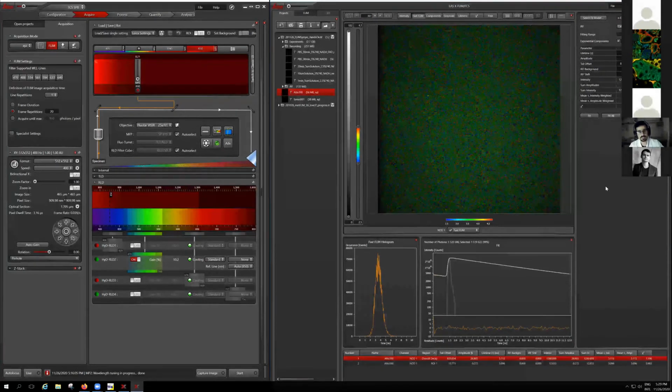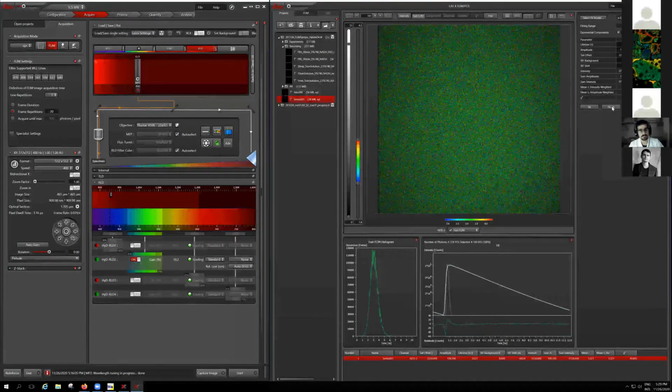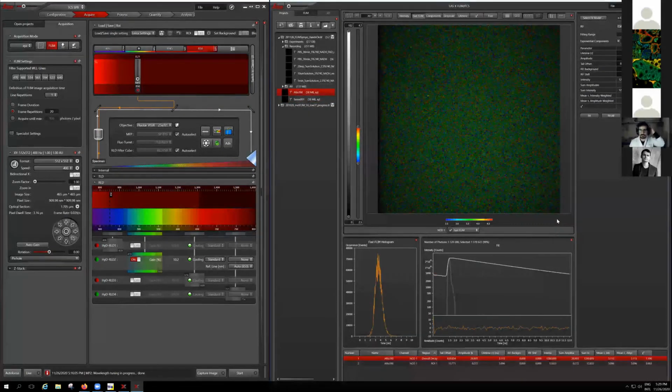It might be that my stock solution is getting old. I don't know. I have not prepared it this morning, so it's been there for a few days. That might be the reason I'm not getting the lifetime and also the decay curve I'm expecting. So this is from Atto 390. What I was expecting was about 5 nanoseconds.